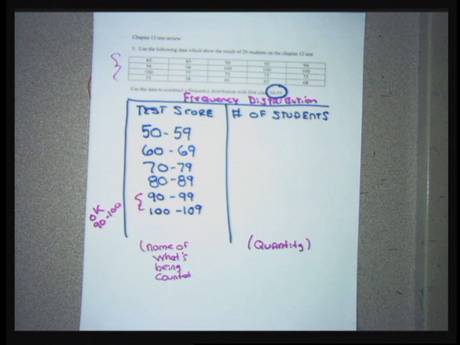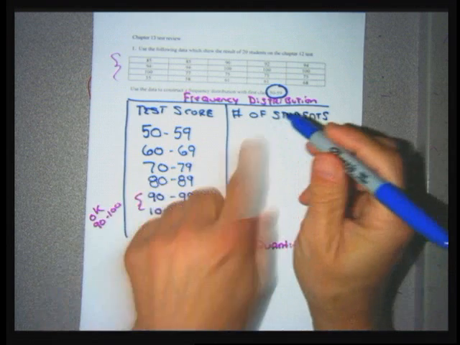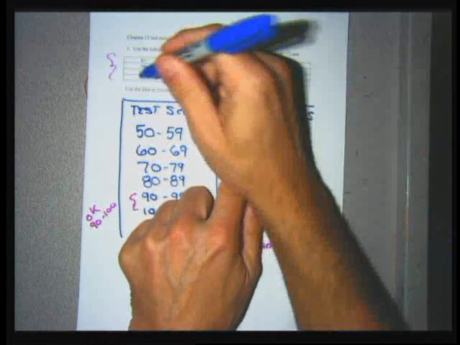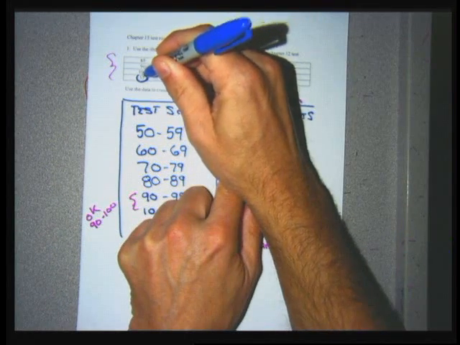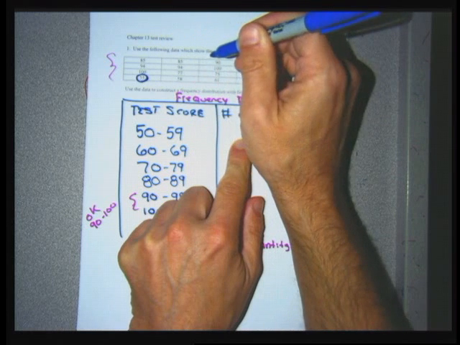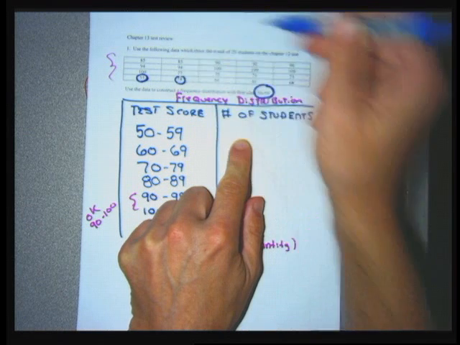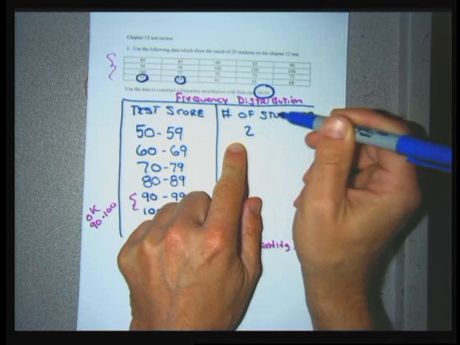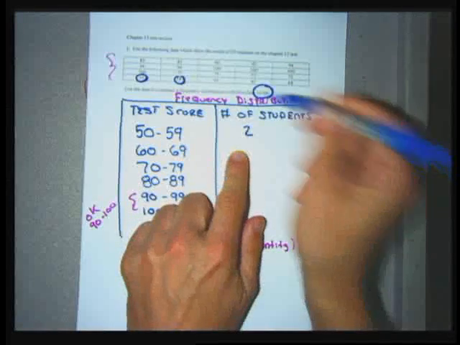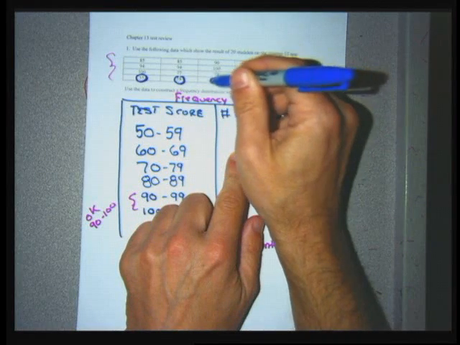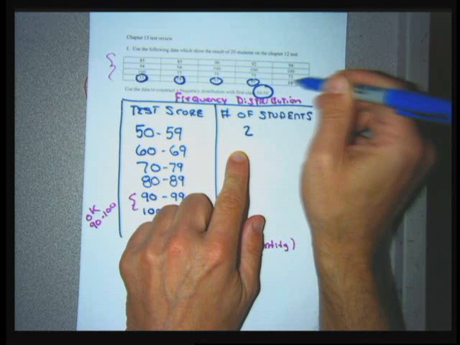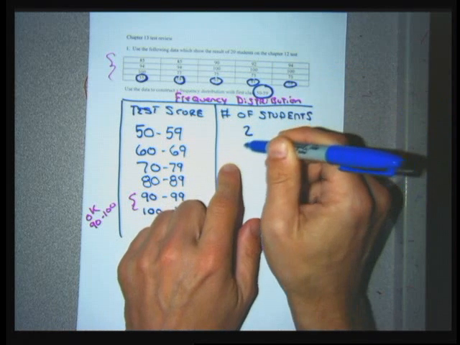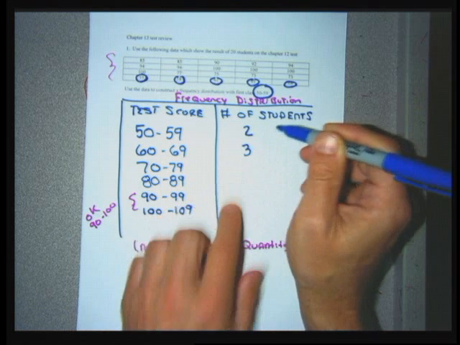Before I fill up the right-hand column, I need to search the data. The first number I'm going to put next to 50 to 59 are all the 50s. So I'm going to go through the list and find out how many 50s there are. There's a 55 I see. There's a 58 I see. I only see 2 50s, so next to the 50 to 59, I'm going to write a 2. Now I'm going to search for my 60s. I see a 61, a 61, a 68, so I see 3 60s, so next to the 60 to 69, I'm going to put a 3.